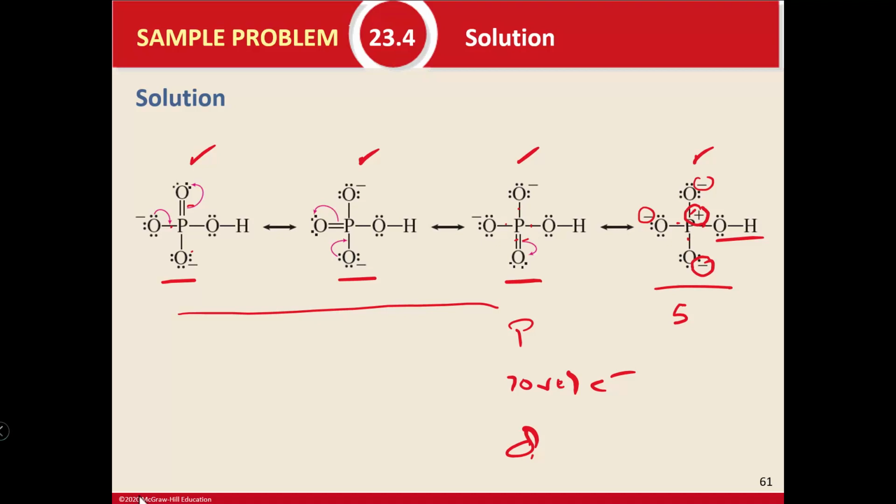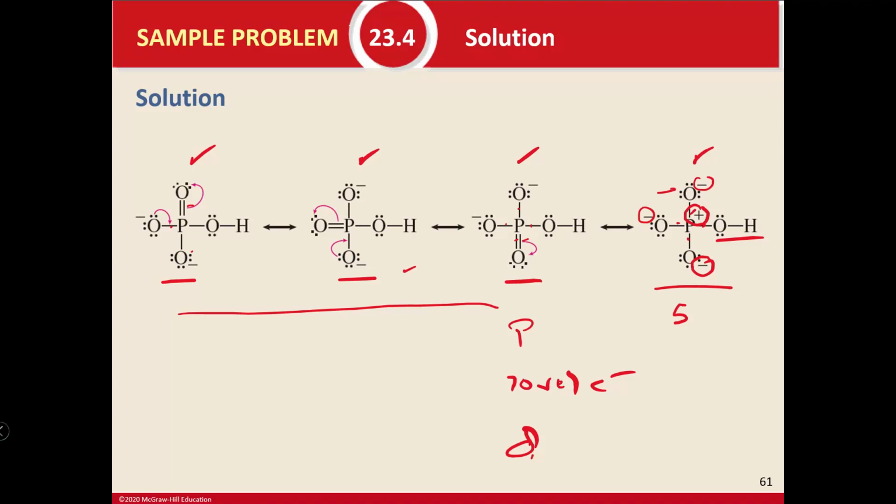Because we want to minimize the formal charges, and these minimize the formal charges. Although you could argue, well, this is more electronegative, it should be pulling the electron off the phosphorus, the general rule is we want to minimize the formal charges. All right? That's a good one.